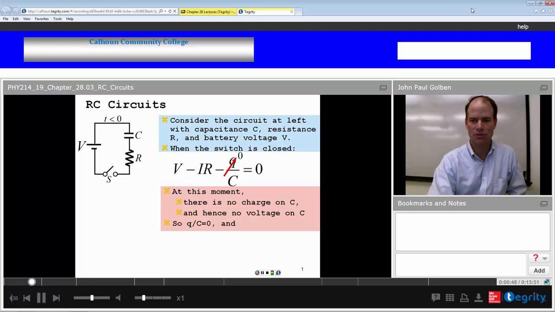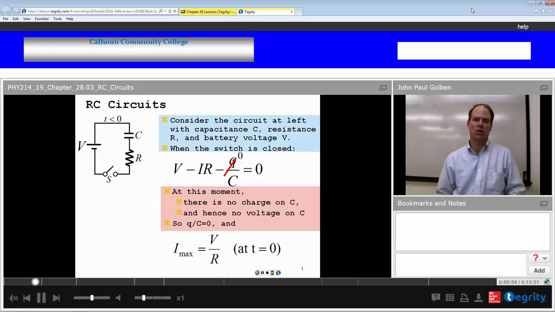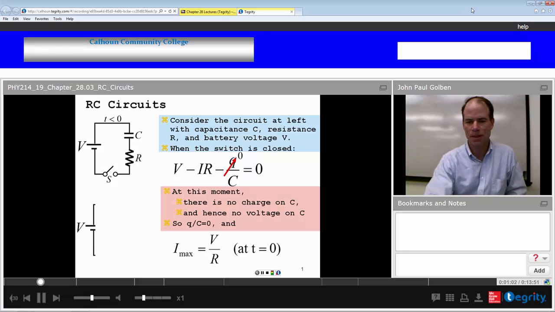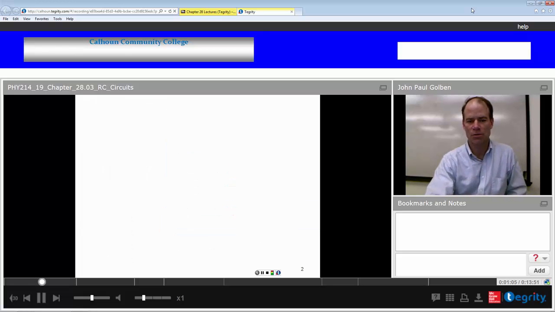So our Q would be 0, V would equal IR, and the current would be its maximum value, which would be the voltage divided by the resistance in the circuit at t equals 0. From that point on, the current is going to start going down. But our maximum current will be voltage divided by the resistance.